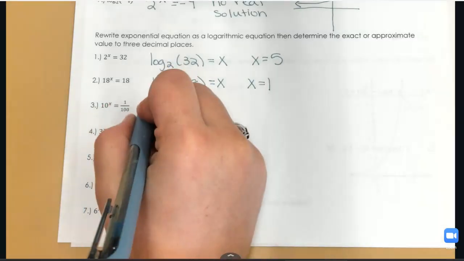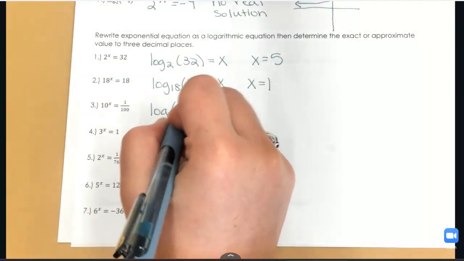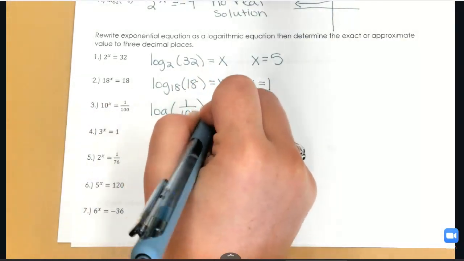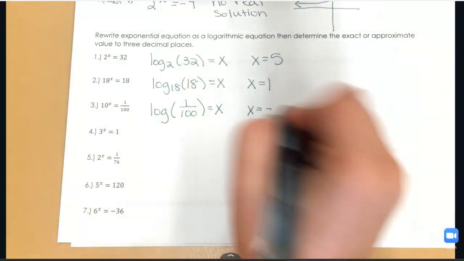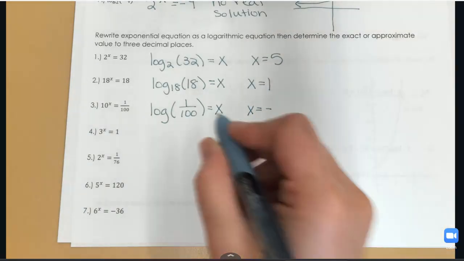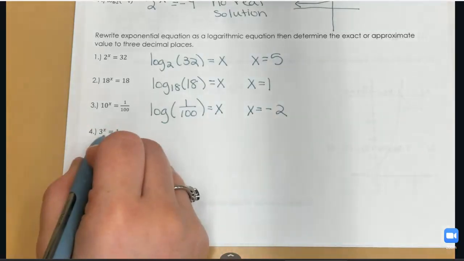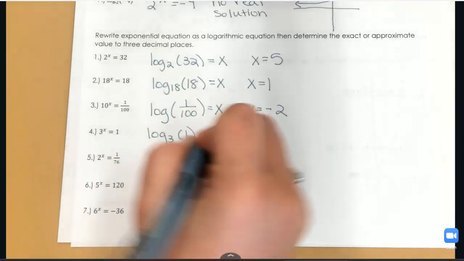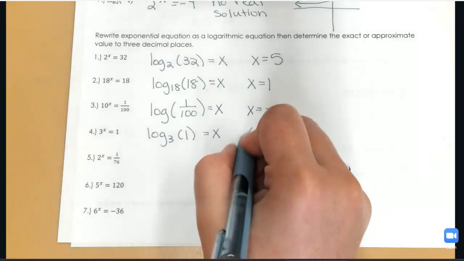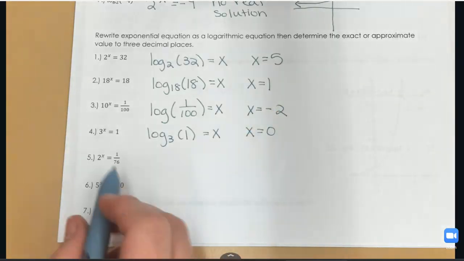Moving on to 3, this will be log. Remember, if the base is 10, I can just write log of 1 over 100 equals x. If I'm moving to the denominator, that means my exponent is negative. And then because I became 100, that means we squared it. So negative 2. On 4, 3 to the x equals 1. This means log base 3 of 1 is equal to x. So x has to be 0. 3 to the 0 power is what gives me 1.